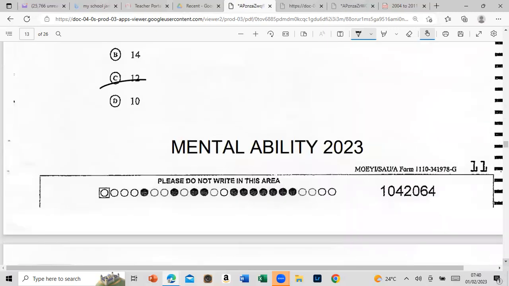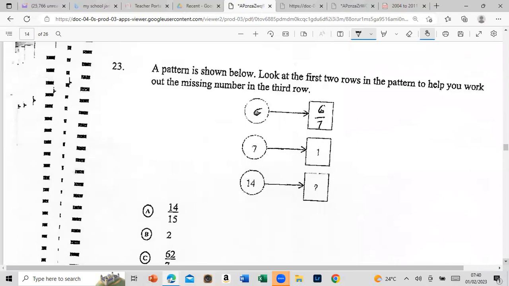Let's move on to 23. A pattern is shown below. Look at the first 2 rows in the pattern to help you work out the missing number in the third row. So we have 6 and get 6 over 7. It's like 1. So 14, that would be 14 over 7, because basically I put it over 7, right? So that would be 2.